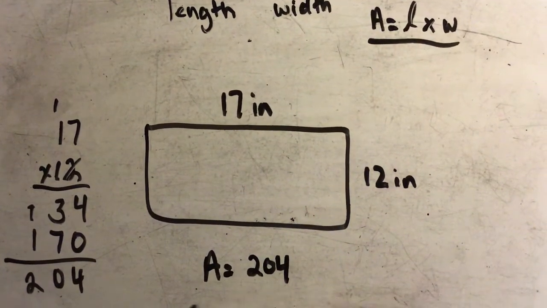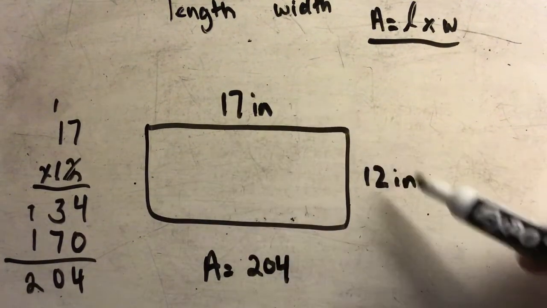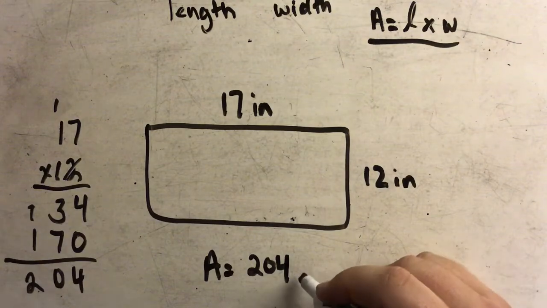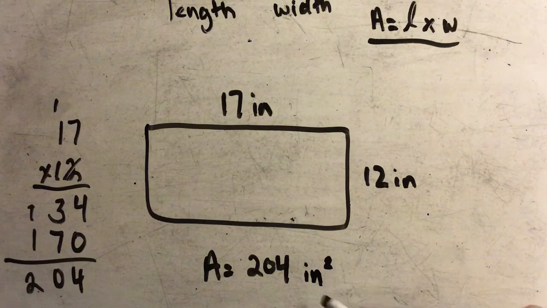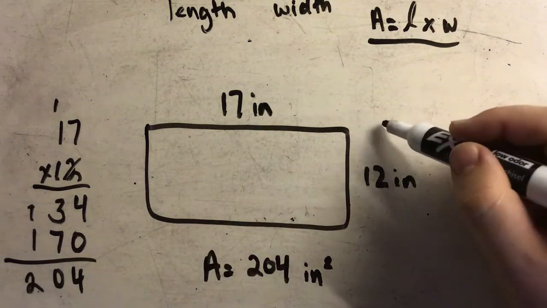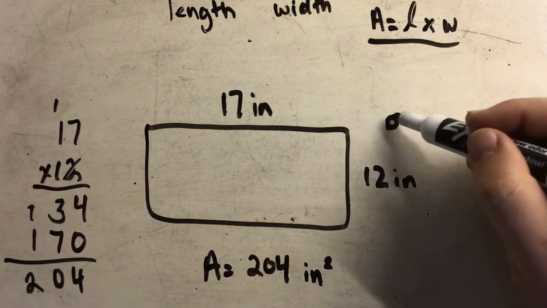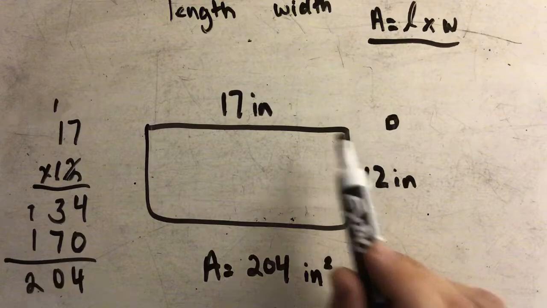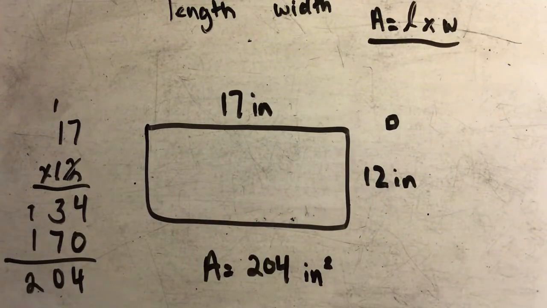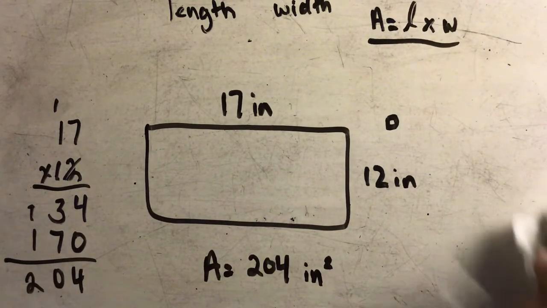And again, I don't want to just leave my units out. I need to include them. So I would say it's 204 inches to the second power, or 204 square inches. And what that means is that if I had 204 square inches, I could fill the entire space of that area with those square inches.